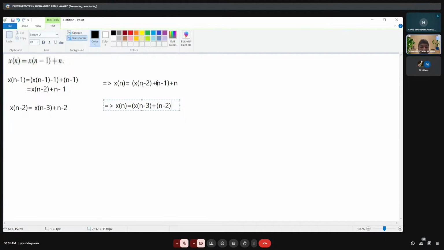This one only has xn minus 2 plus n minus 1 plus n. Here xn minus 3, xn minus 2 plus n minus 1 plus n. So here he makes it like this: xn equals xn minus 3, xn minus 2, n minus 1. Okay, xn minus 3, remove this bracket.